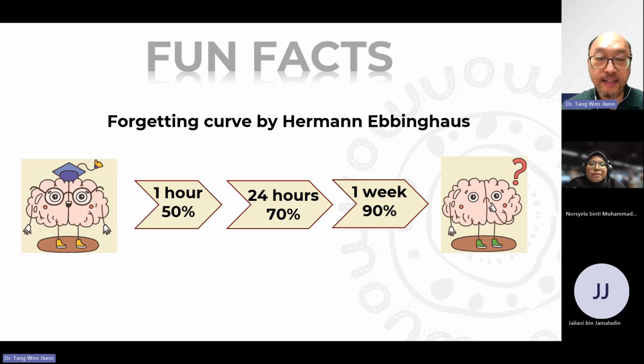One hour after delivery, 50% will be forgotten. After 24 hours, 70% forgotten. And if we just leave it for one week without revising, 90% will be forgotten. So you can see the figure is changing: one hour, 50%; one day, 70%; one week, 90%.